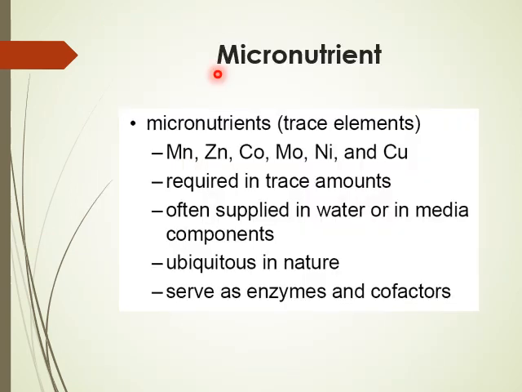Okay, so now we talk about the macro elements. Can we have the CHONPS? CHONPS. All right, now we have the micronutrients. Micronutrients are also called trace elements. They are required in small quantity, in trace amounts only. Examples of the trace elements are manganese, zinc, cobalt, molybdenum, nickel, and copper. Is it copper? Cuprum. Is it the same? Anyway, I'll check that one.